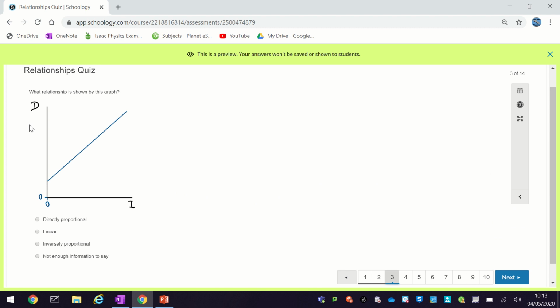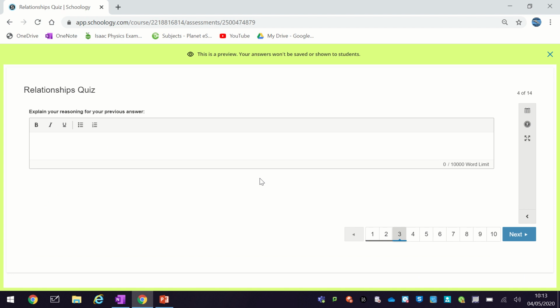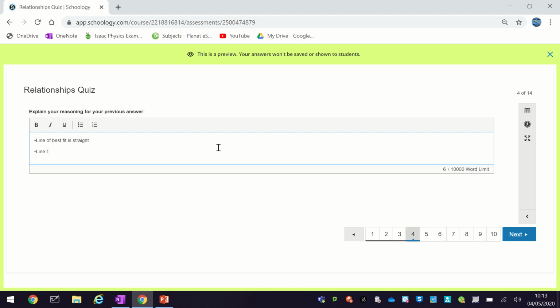Okay, so looking at this next one. So we've got, again, a straight line, so definitely linear. But you can see our origin down here is 0, 0, so it doesn't go through the origin. So it is just linear, it's not directly proportional. So the things I'm looking for here: the line of best fit is straight, but the line of best fit does not pass through the origin.